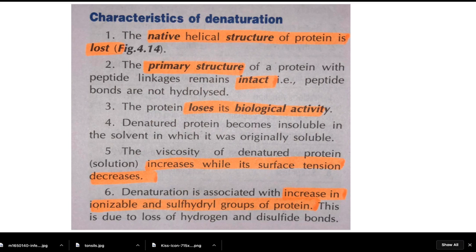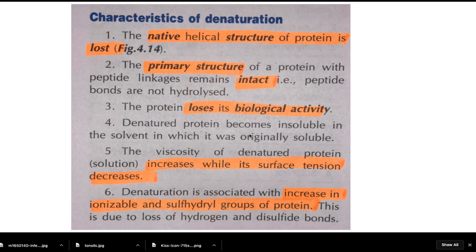Okay, so if a protein is denatured, we have already discussed the primary structure, secondary structure, tertiary structure and everything. So if a protein is denatured, the native helical structure of the protein is lost. But the primary structure of the protein, which is with the peptide linkages, remains intact. So the primary structure remains intact, whereas the helical structure of the protein is lost. The biological activity of a protein is lost.